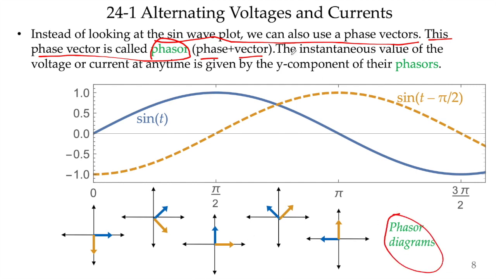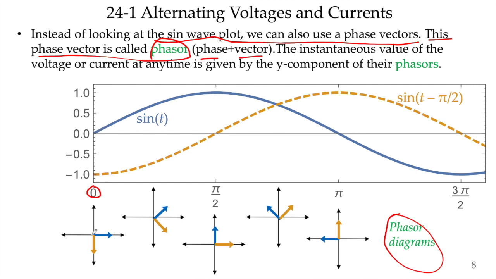Okay, so the instantaneous value, instantaneous meaning at that moment, of the voltage or current at any time is given by the y component of their phasor. So let's see, at time 0, let's look at the blue phasor, which is for this blue curve. What is the y component of this blue phasor? Well, the y component is 0. That means the value of this blue curve is 0, which is right.